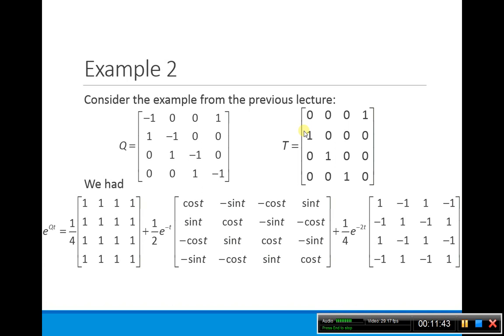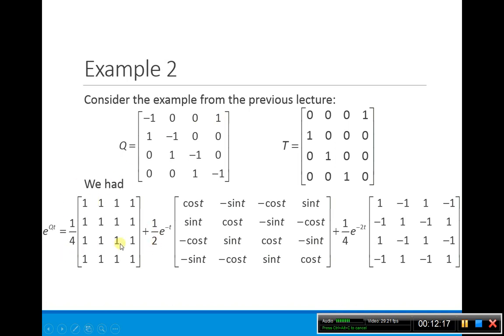So from the previous lecture, we had this matrix Q, and this is the one that we actually used Maple on. We can write down what the embedded Markov chain looks like. So what does this say? This says that 1 only transitions to 2, 2 only transitions to 3, 3 only transitions to 4, and 4 only transitions to 1 here.